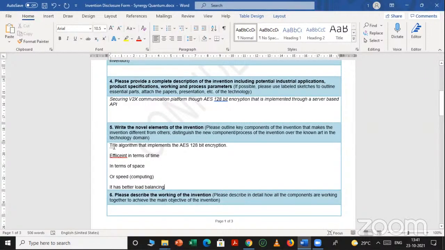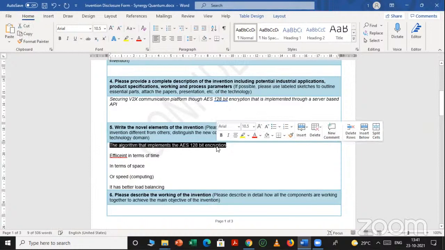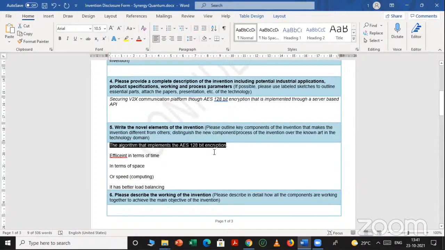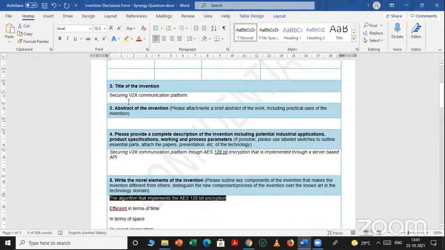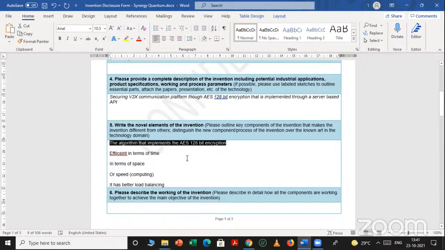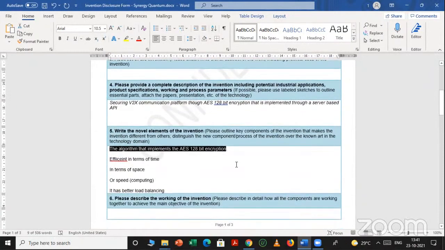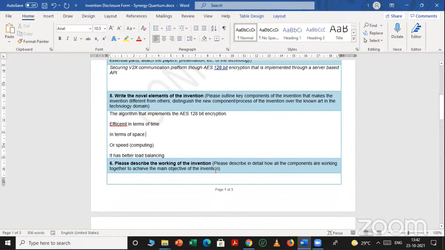He will say, okay, it is fine, you have implemented an algorithm, that is AES 128-bit encryption, and it is providing encryption on a V2X communication platform. Okay, it is fine. But how is it different from other existing or legacy algorithms? So here you can argue that your algorithm is novel in terms of space, in terms of computing speed, in terms of load balancing on the system. So these can be novel elements that you have to brainstorm and write properly.